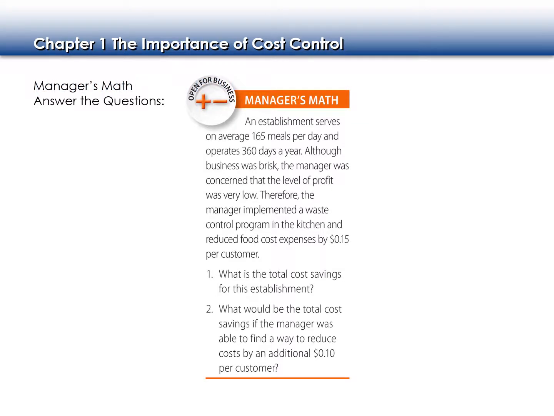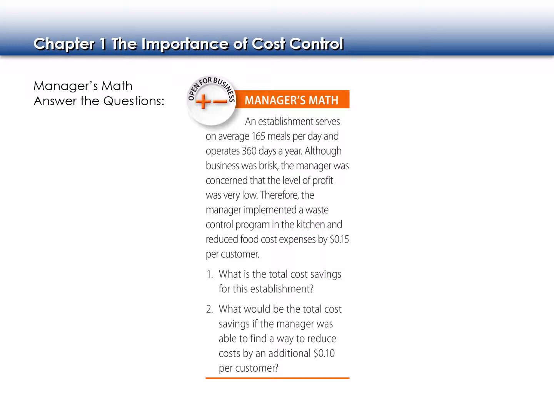So here's a general math question a manager might consider, okay? An establishment serves on average 165 meals per day and operates 360 days a year. Although business was brisk, the manager was concerned that the level of profit was pretty low. Therefore, the manager implemented a waste control program in the kitchen and reduced food cost expenses by 15 cents per customer. 15 cents. That's not much, right? That's a dime and a nickel. But it adds up for sure, okay? It adds up for sure.